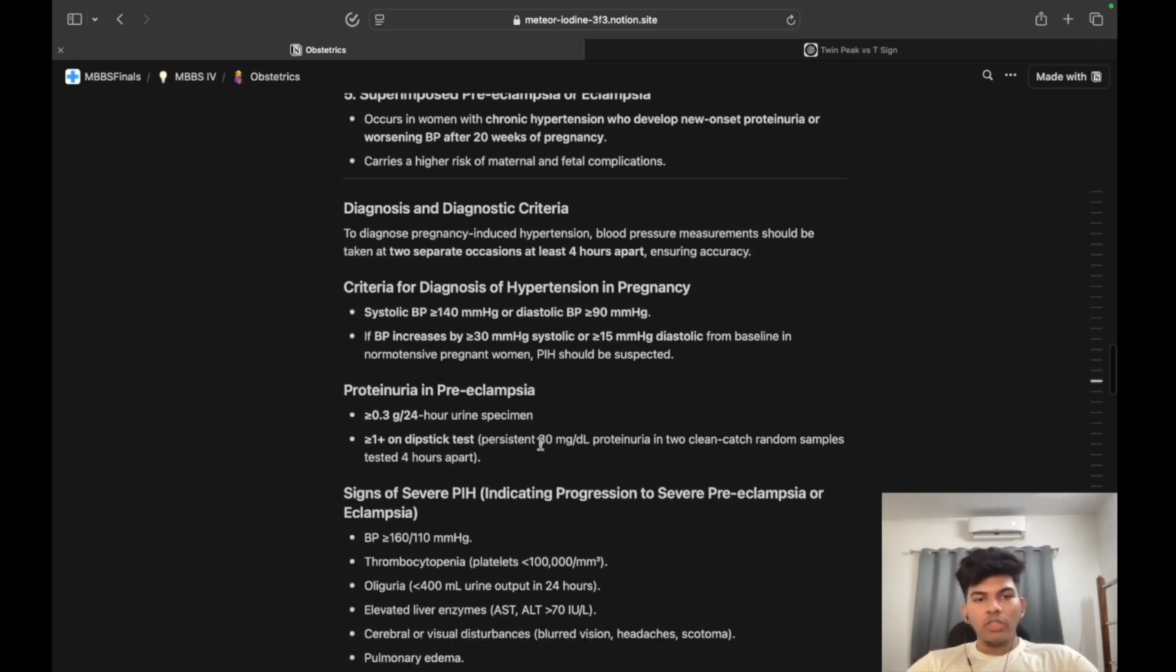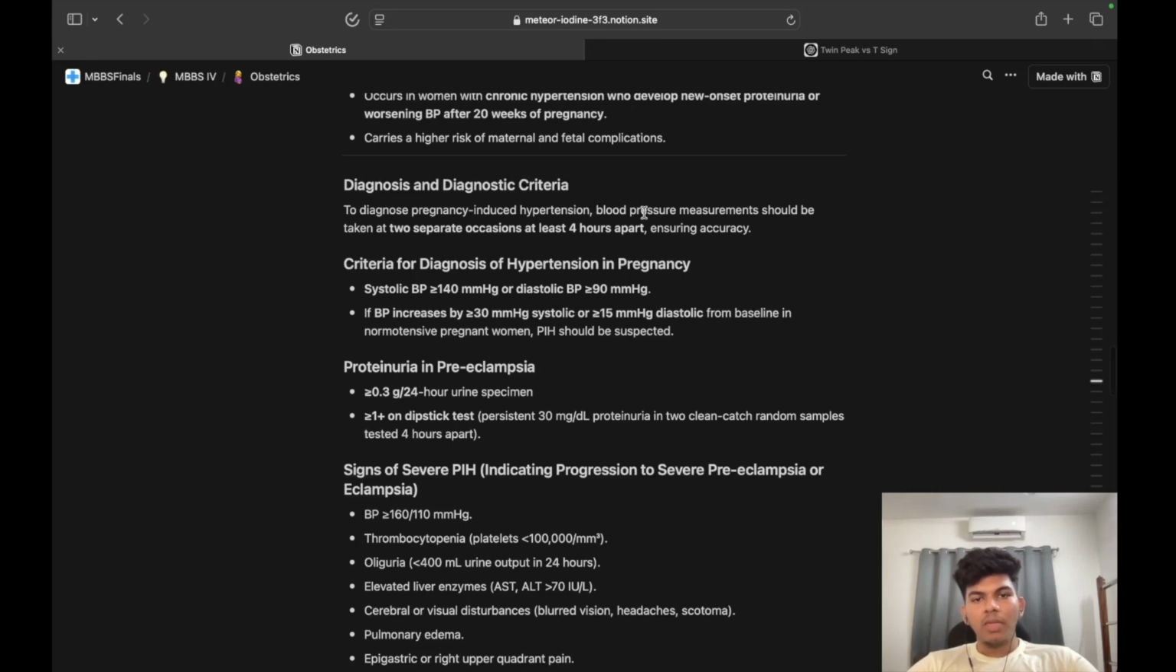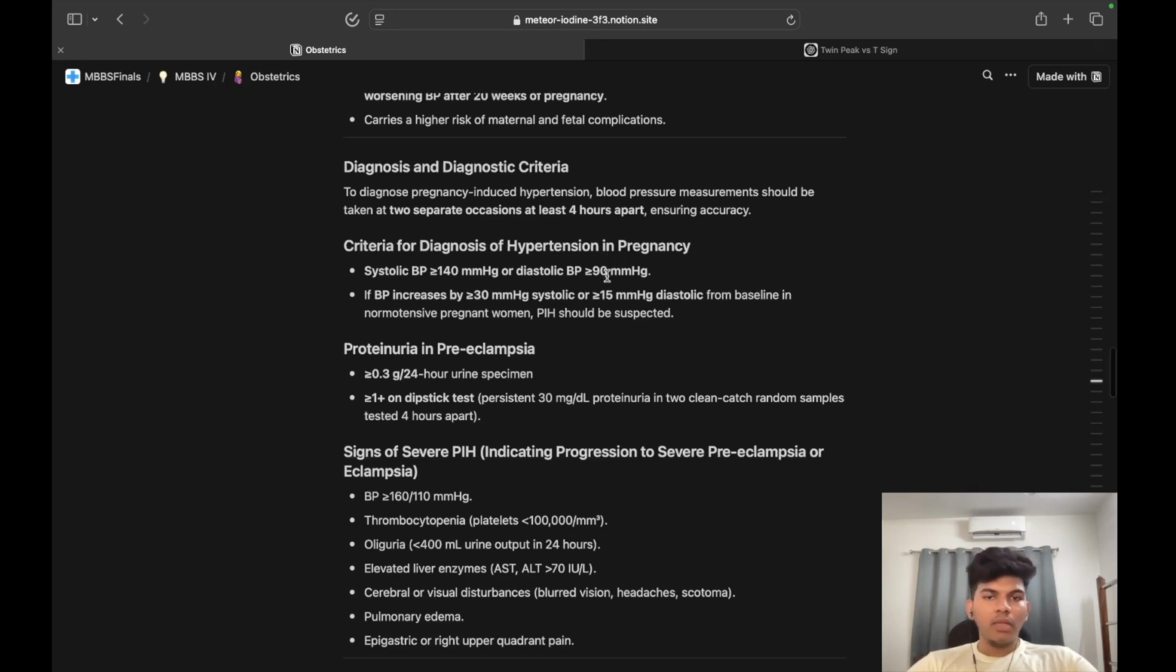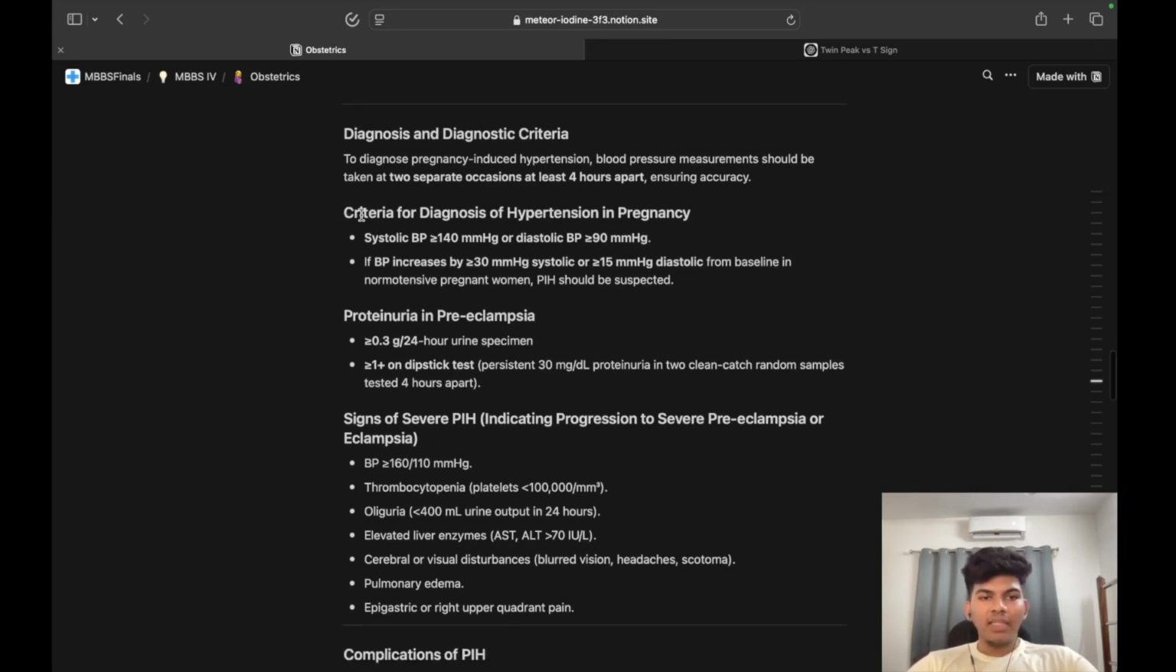Coming to diagnosis and diagnostic criteria. To diagnose pregnancy induced hypertension, blood pressure measurements should be taken on two separate occasions at least 4 hours apart, ensuring accuracy. So, what is the criteria? Systolic BP greater than or equal to 140 mmHg, diastolic greater than or equal to 90 mmHg. BP increases by greater than or equal to 30 mmHg systolic or greater than or equal to 15 mmHg diastolic from baseline in a normotensive woman, PIH should be suspected. So, if this is the increase in systolic and diastolic in a normotensive pregnant woman, it is PIH.